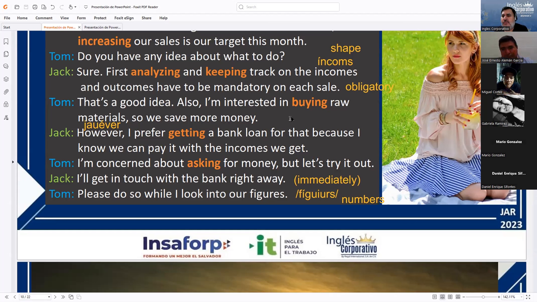Teacher, what's a bank loan? What is a bank loan? Okay. A loan is when you go to the bank and you ask the bank for money. And the money is not yours, it's their money. But they give you the money and later you will be paying for that money. So that is a loan.